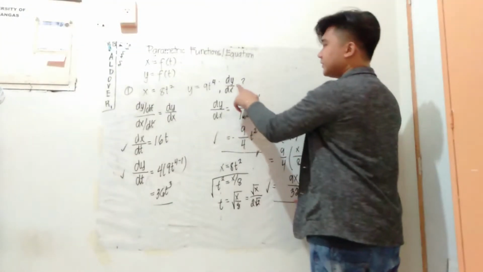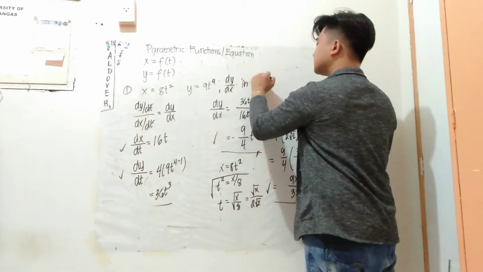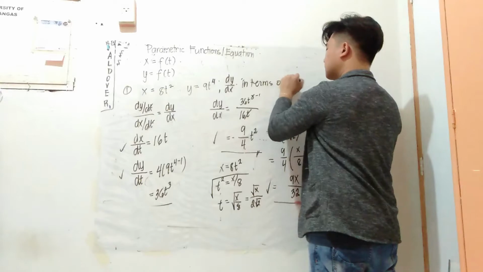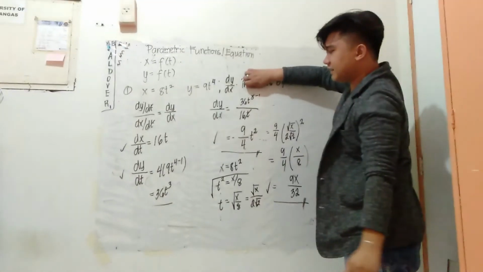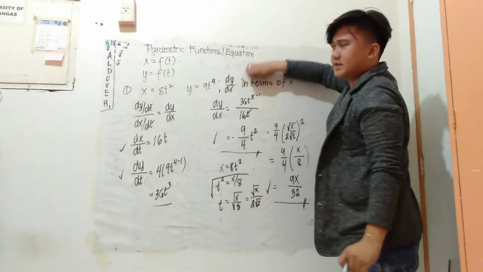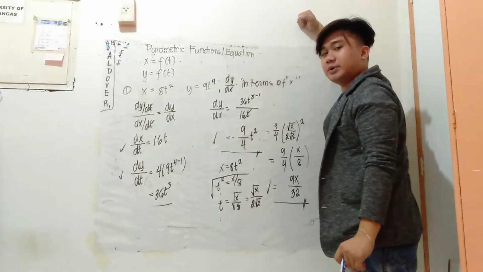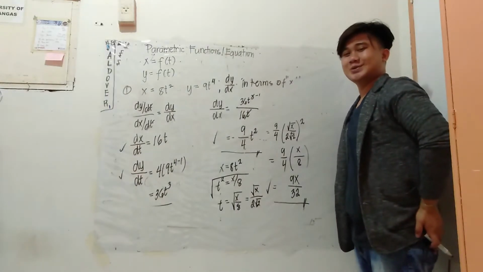Again, kapag sinabing find dy dx in terms of x, edi ito yung sagot mo. Kapag wala namang sinabing in terms of x, pwedeng ito na lang po yung isagot nila. Okay, so again, that is the example number 1. So, copy your notes.